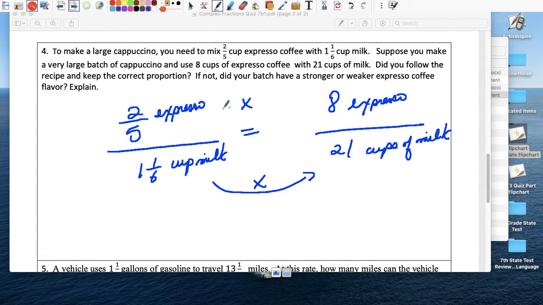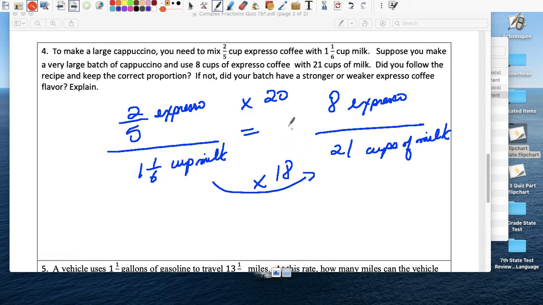If it was followed, whatever this was multiplied by, top and bottom should have been the same. So let's just find out what happened here. If I find out this number over here, I'll simply divide 8 by 2/5, and I get 20. So the top was multiplied by a factor of 20, and if the ratio was followed, the bottom should also be multiplied by 20. But let's double check. So 21 divided by 1 1/6, you get 18. And they didn't.